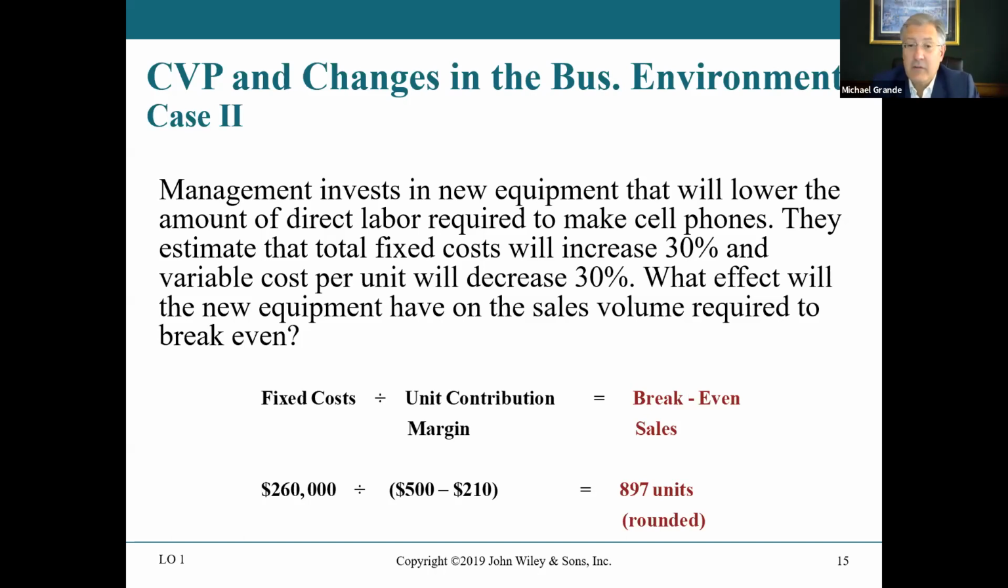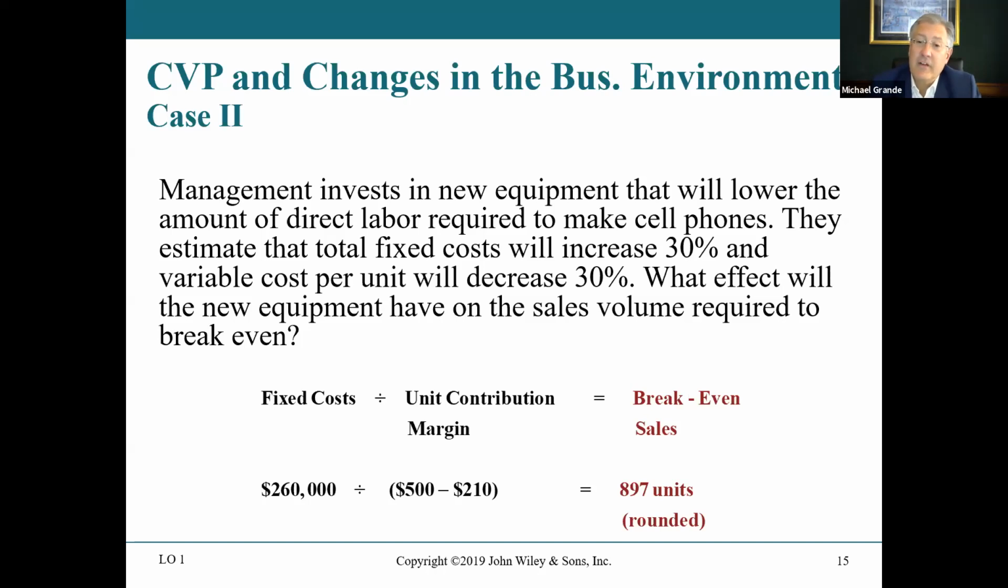So again, the formula is fixed cost divided by the contribution margin per unit. Fixed costs are now $260,000, right? They were $200,000. A 30% increase is $60,000. The new fixed costs are $260,000. The contribution margin per unit also changes because the variable costs, the direct labor specifically, drop by 30%.